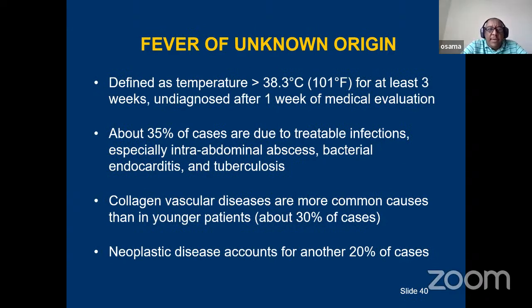Fever of unknown origin is defined as a temperature more than 38.3 centigrade or 101 Fahrenheit for at least 3 weeks, and undiagnosed after 1 week of medical evaluation. About 35% of cases are due to treatable infection, especially intra-abdominal abscess, bacterial endocarditis, and tuberculosis. Collagen vascular disease is a more common cause than in younger patients, about 30% of cases. Neoplastic disease accounts for another 20% of cases.